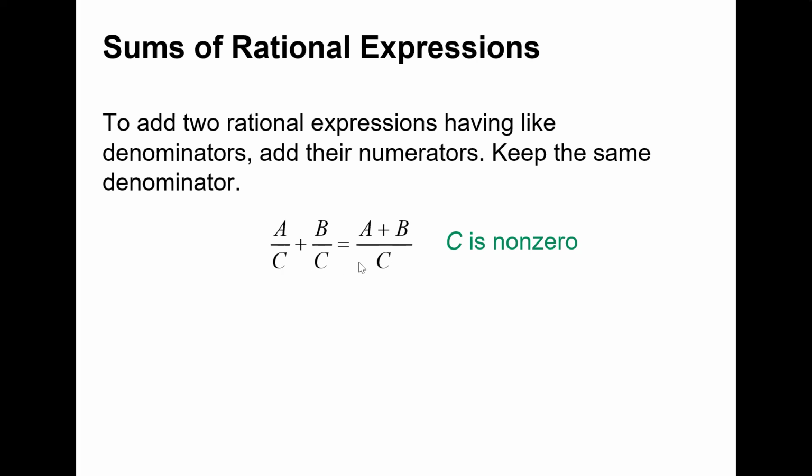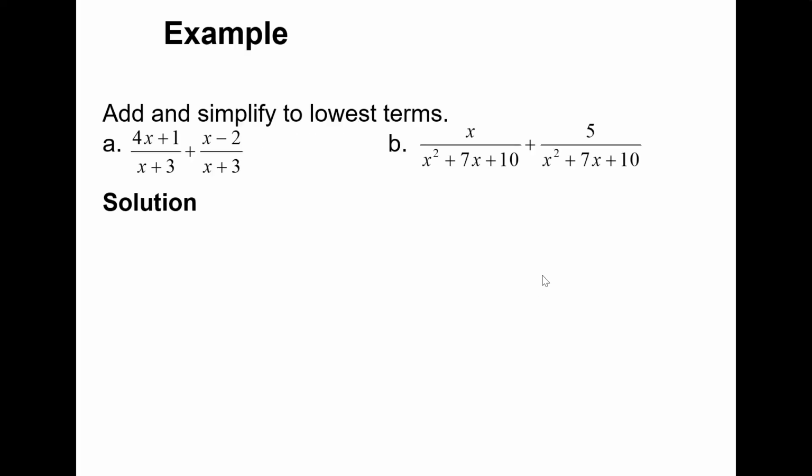And again, here in this case, it's c. That's going to be non-zero, otherwise it doesn't work. And then so we'll have a plus b over c. And the key is once we're done, everything has to be in factored form because then things might need to be canceled out at that point in time.